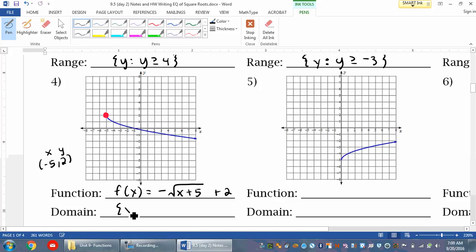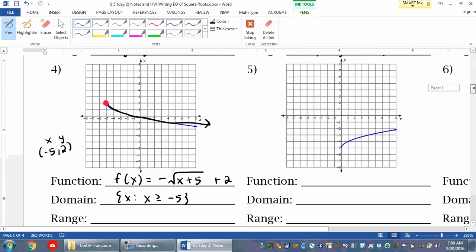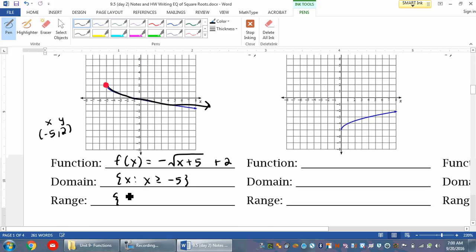Again, the domain. I'm always going to the right for this eyebrow. Always go to the right. It's always going to be greater than or equal to my x coordinate, which is negative 5. The only thing that possibly could change is the range. Now the range, since I'm going down, this is your reflection, is going to be less than or equal to the y coordinate, which is 2.